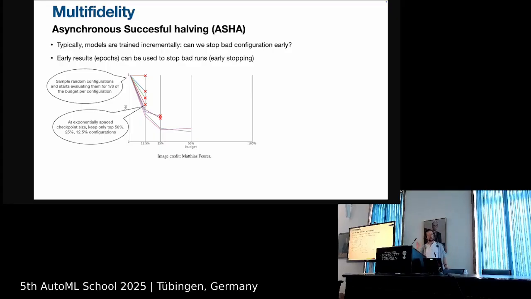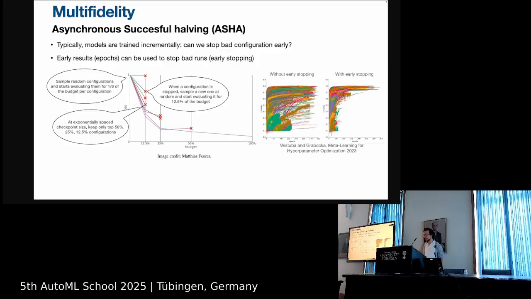So then the top configurations, after 25% of your budget, you let them run longer, and so on and so forth. When a configuration is stopped, it depends on how you want to do it, but for instance, if you have a machine with fixed compute, you can just start something new with the lowest budget, and so on. And this is very efficient. It's a very efficient hyperparameter optimization method.